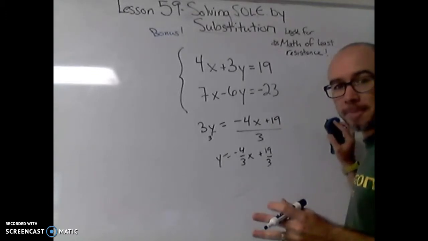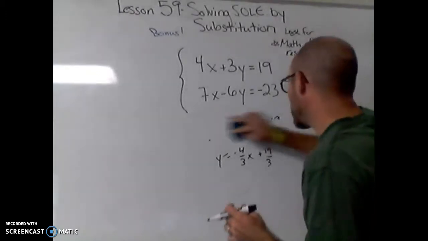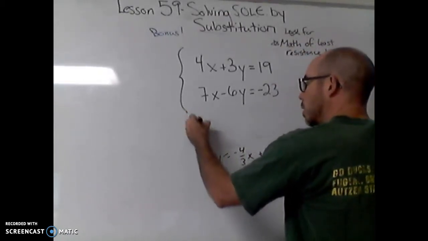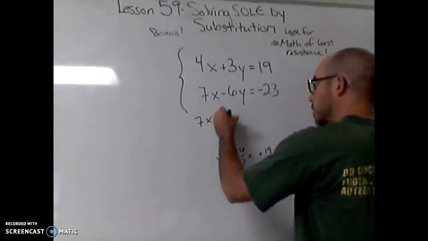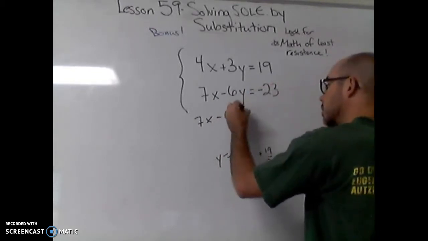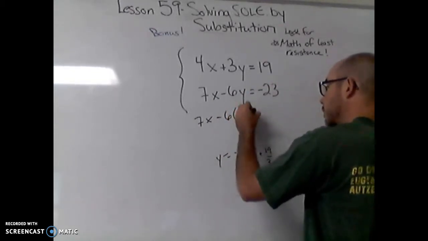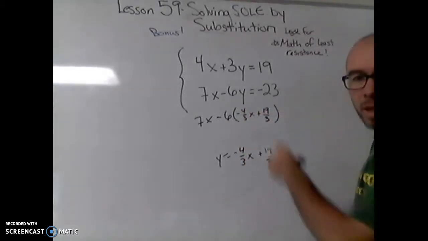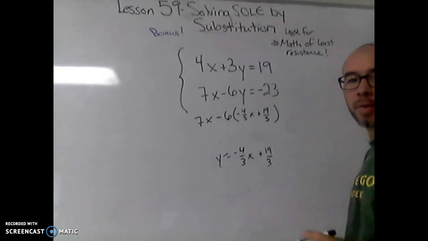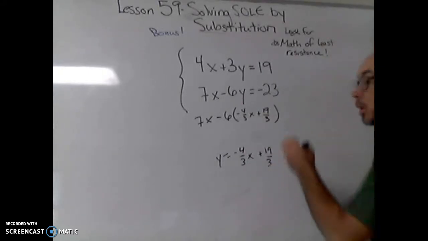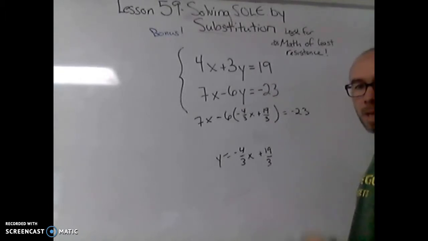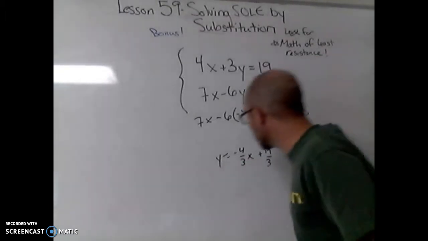Okay, see what I did there? So this is what we got to work with now. And so here we go: 7x minus 6 times what y is equal to, negative 4/3 x plus 19/3. And I'm going to leave it like that. I'm not going to put it in any kind of nice fraction until later. Equals negative 23. Okay, now I'm going to erase this to give myself some room.